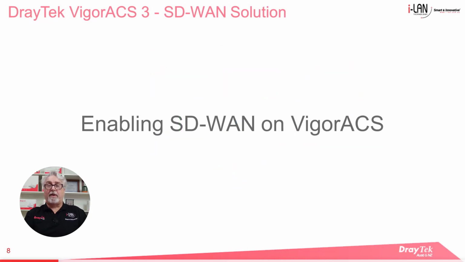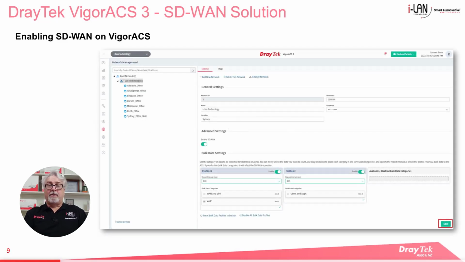SD-WAN isn't enabled by default in VigorACS 3. You have to enable it first, but that isn't difficult. To enable it, simply open Network Management under Root Network. Specify a network group, for example, ILAN Technology, which contains CPEs that support SD-WAN. You'll find a full list of DrayTek's SD-WAN compatible devices on the ACS 3 product page, and I'll leave a link to that in the description below. On the setting page, turn on the toggle button at number 1 here to enable SD-WAN. Then click Reset Bulk Data Profiles to Default at number 2 here to use the bulk data profiles with the default values. Then click Save, and that's it.